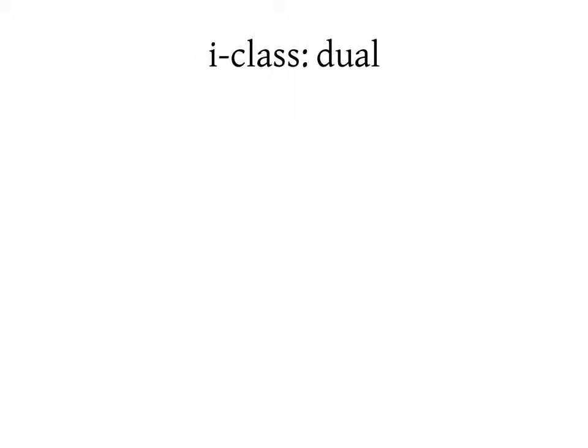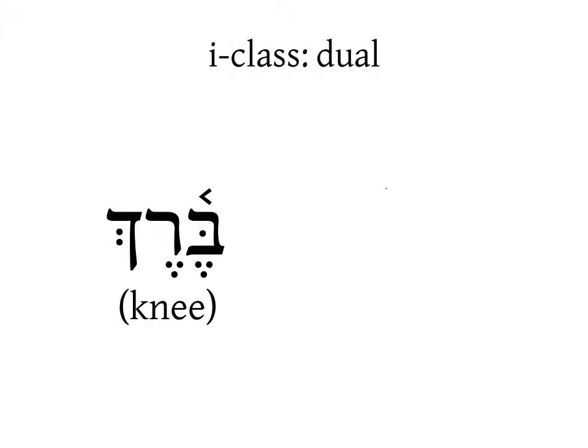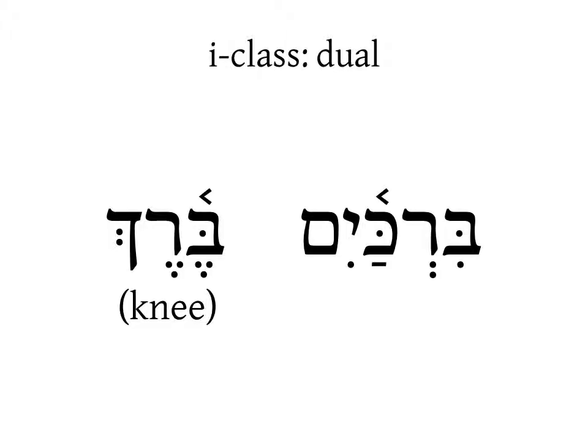In the dual, we'll expect to see an I vowel under the first consonant, right? So, berech, which means knee, a body part that comes in pairs, so its plural form will actually be a dual, right? And we get birkayim, with a chirek under the beit. That's the chirek of the I-class segolate.